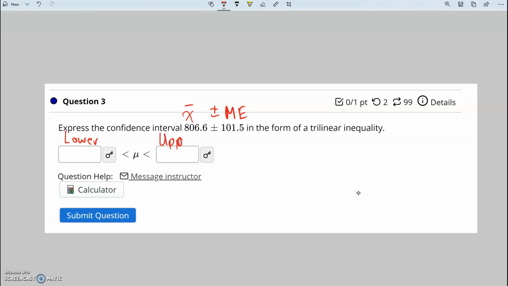As you can imagine, subtraction is going to lead to a lower number, and the addition is going to lead to an upper number. So for lower, we just have to say x bar, the sample mean, minus the margin of error. For the upper, we have to do x bar plus the margin of error. And that'll give us those two numbers.